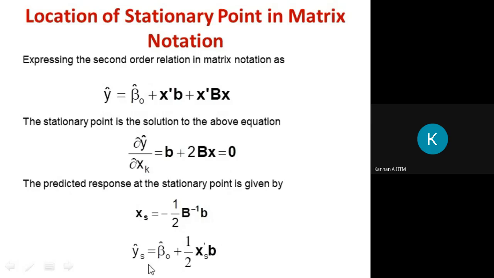inverse b. So the response is given by y hat s is equal to beta hat naught plus half into xs prime b. Xs is nothing but the vector of the stationary points which you are finding. These are the roots of your normal equations when you set the derivatives to 0. But the only thing is we are doing it in matrix form. And once you do the matrix linear algebra, you directly get the stationary points, minus half B inverse b, and then you are going to get the response as well.